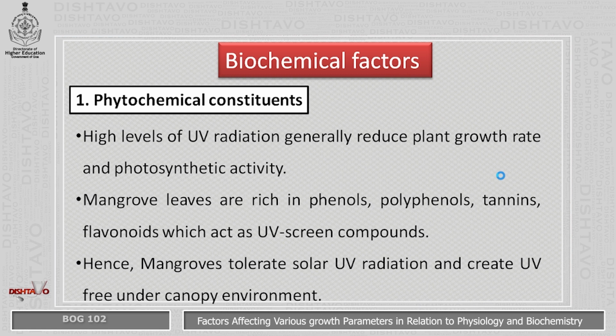Now, let us learn about the biochemical factors that are affecting growth of mangroves. The first is phytochemical constituents. Mangroves grow in solar radiation environments that are high in UV radiation. High levels of UV radiation generally reduce plant growth rate and photosynthetic activity. Mangrove leaves are rich in phenols, polyphenols, tannins, flavonoids which act as UV screen compounds. Hence, mangroves tolerate solar UV radiation and create a UV free under canopy environment.